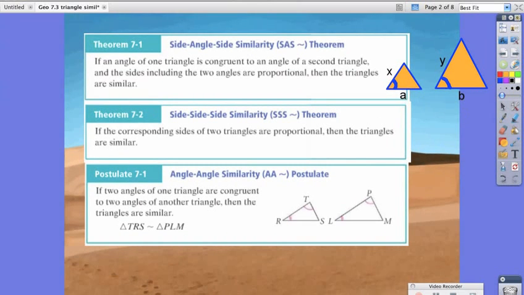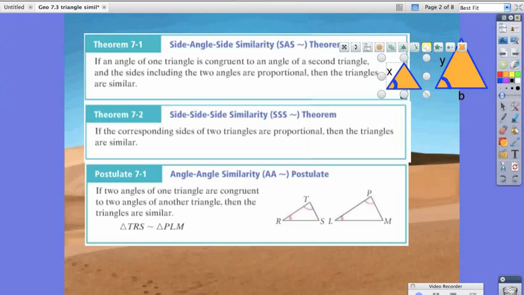Notice how we have x and A. These are the sides that include the angle, and y and b include the same ones. So that's theorem 7.1. Theorem 7.2 states the side-side-side similarity, which essentially states that if the corresponding sides of two triangles are proportional, then the triangles are similar.